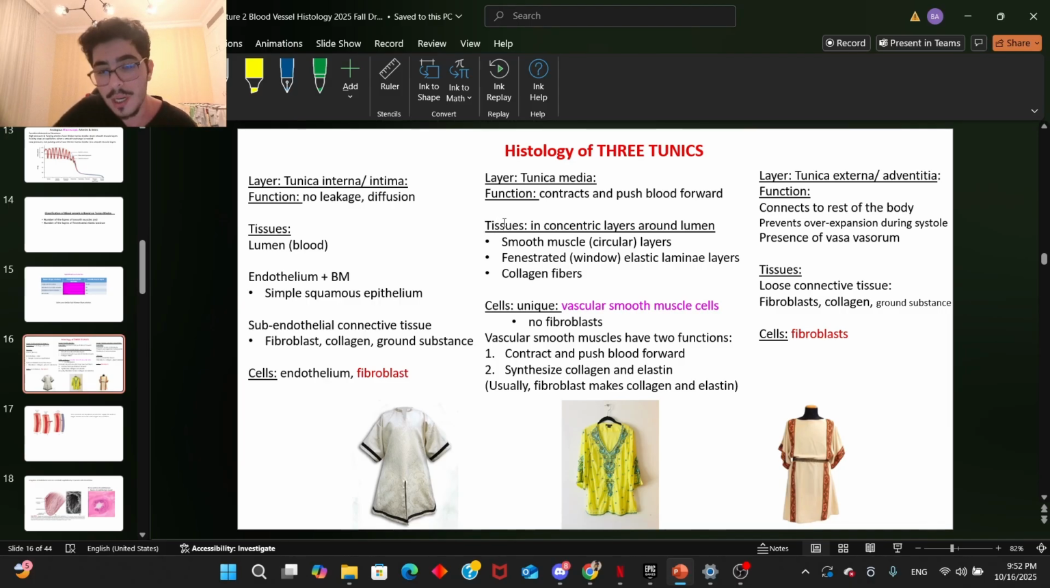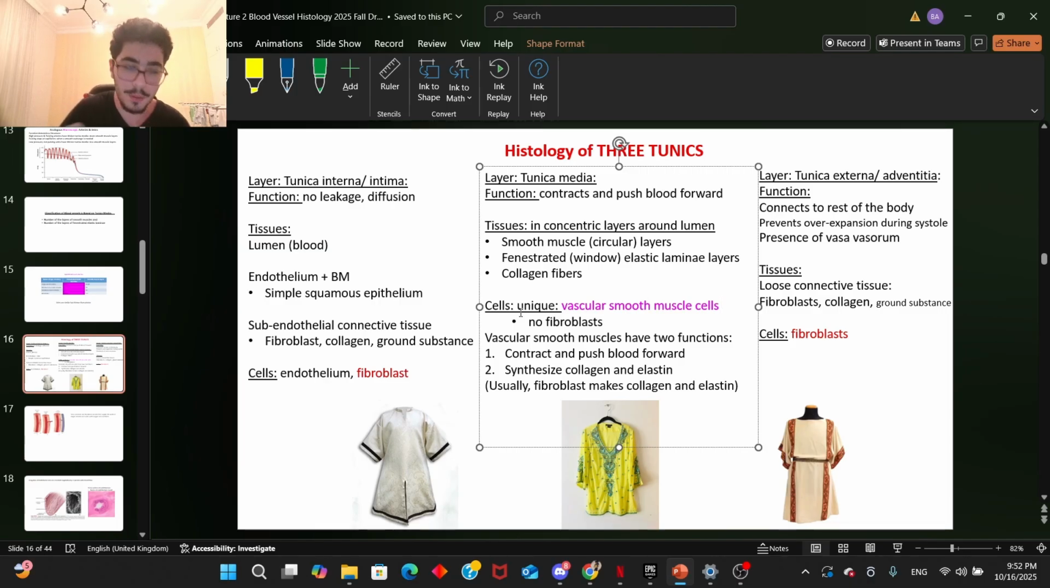Okay. Now, the tissues in the concentric layers around the lumen, we have smooth muscles, okay, smooth muscle layers. Then we have fenestrated elastic lamina layers, and we have collagen fibers. I'm going to explain to you more in detail when we look at the images, but just keep that in mind. I'm going to show you the elastic lamina because when I first saw these, I was kind of confused as well, but then I understood them.